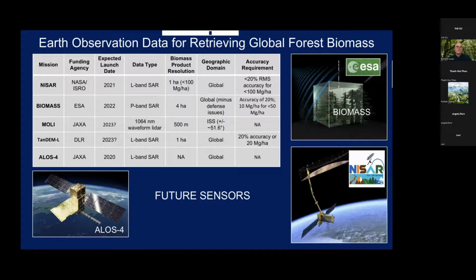So these sensors are going to provide different views of the forest and maybe allow you to retrieve much more information on the structure of how the biomass is distributed through the vertical and horizontal space.